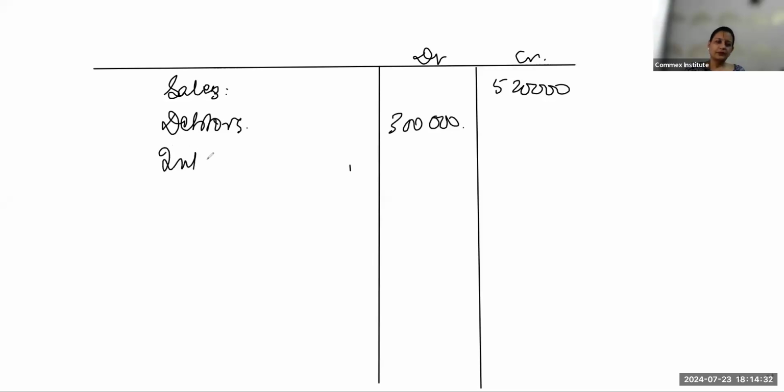Interest received, ma'am, it is our income. So it will be, just a second. Interest received will be a revenue, so credit. It is revenue, so on the credit side, okay? And now you can make the total.